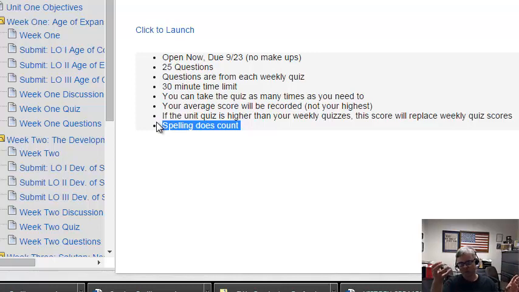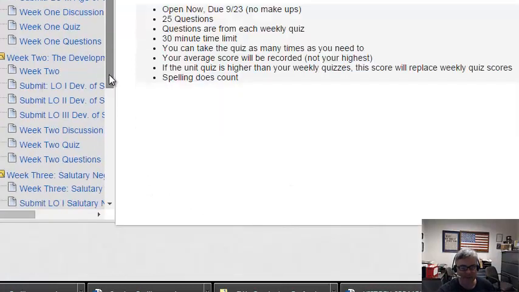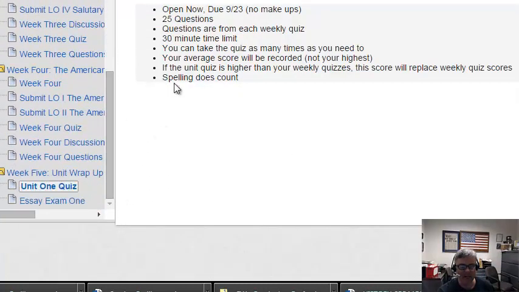So if you don't do as well on the unit quiz as you did on the weekly quiz, your weekly quiz scores don't go down. So this only will work to your advantage, in other words. And spelling does count, just like in the weekly quizzes. When you've completed that by the specific due date, it's open now.